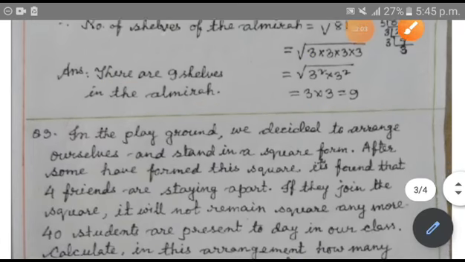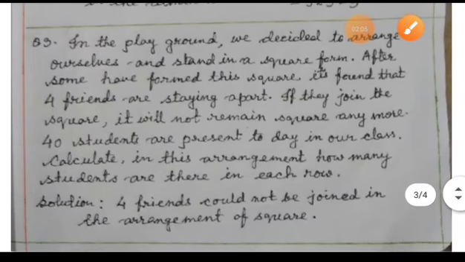Next one, question number 3. It is given, in the playground, we decided to arrange ourselves and stand in a square form. After some have formed the square, it's found that 4 friends are standing apart. If they join the square, it will not remain a square anymore. 40 students were present today in our class. Calculate in this arrangement how many students are there in each row.